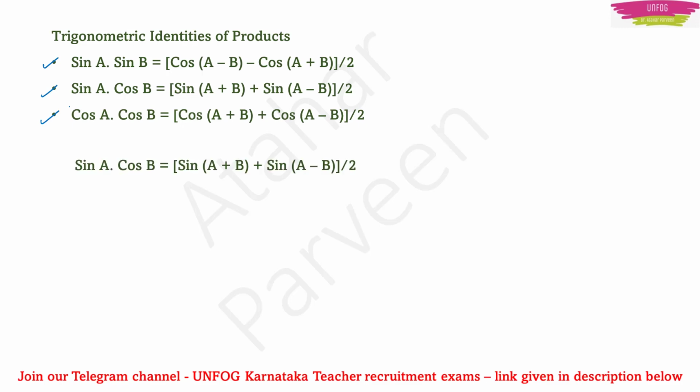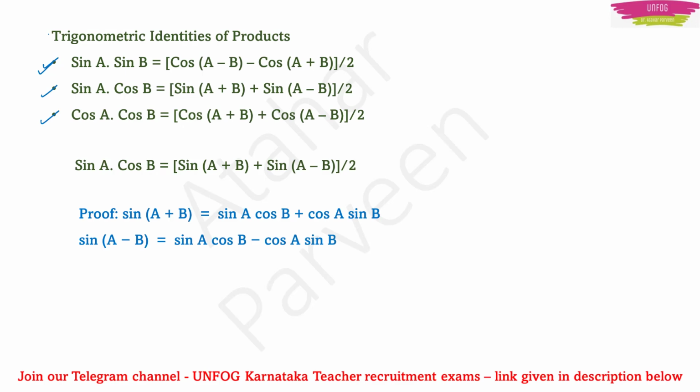For example, if you want to prove this identity, the first one, what do we do? You take that famous formula of addition: sin A plus B is equal to sin A cos B plus cos A sin B. Then you take another formula for subtraction: sin A minus B is equal to sin A cos B minus cos A sin B. Then you add these vertically. If you add them vertically, you will get sin A plus B plus sin A minus B on the left hand side. On the right hand side, these terms will be cancelled.